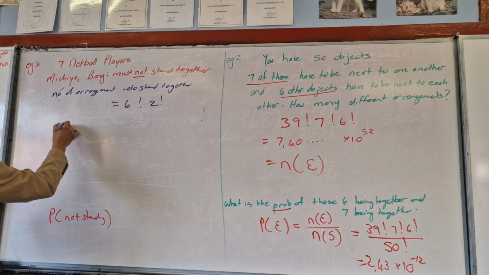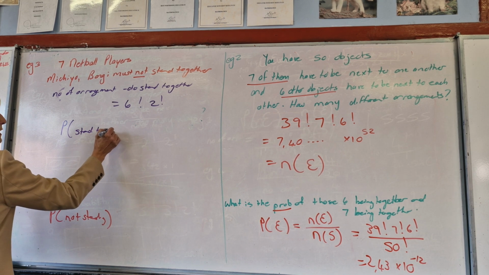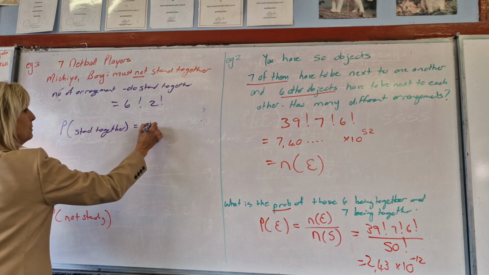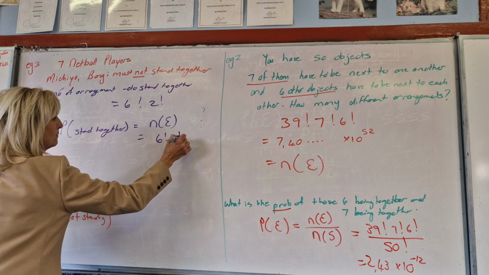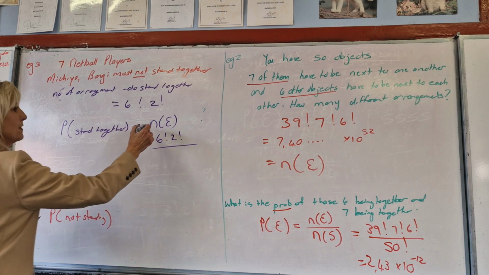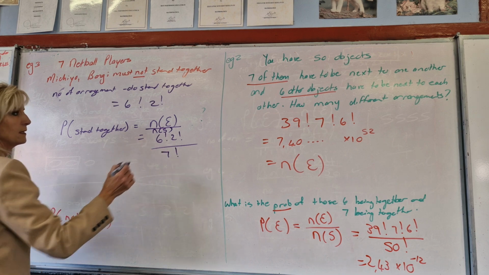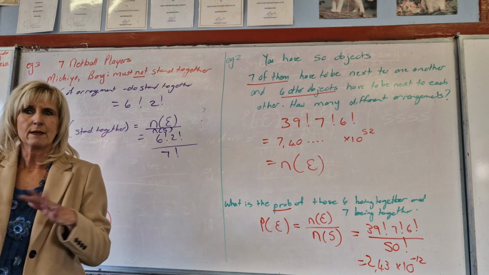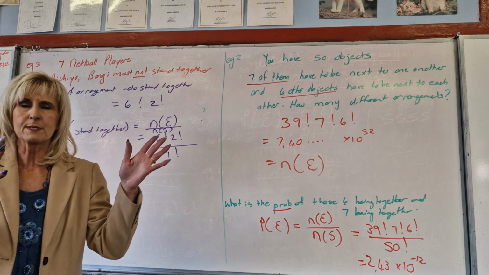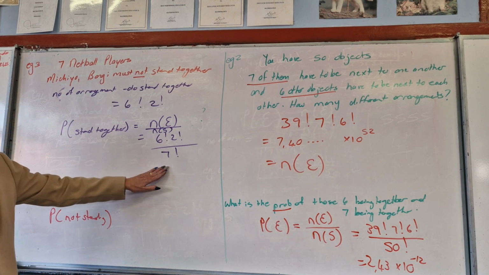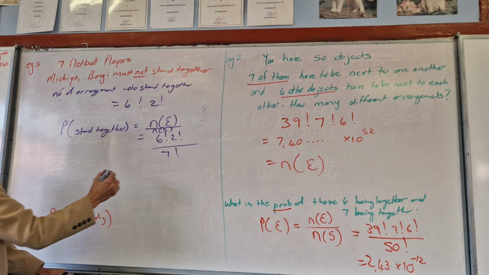So if I say, what is the probability of them standing together? What would that be? It would be the NE, which is this one. Do you agree with me? Yes. Over the NS, which is what? 7. Excellent. Well, it doesn't matter. There's no rules, there's no restrictions. If I just let them stand, there's 7 factorial ways that they can stand. So this is the answer for them standing together, the probability. Please give an answer.